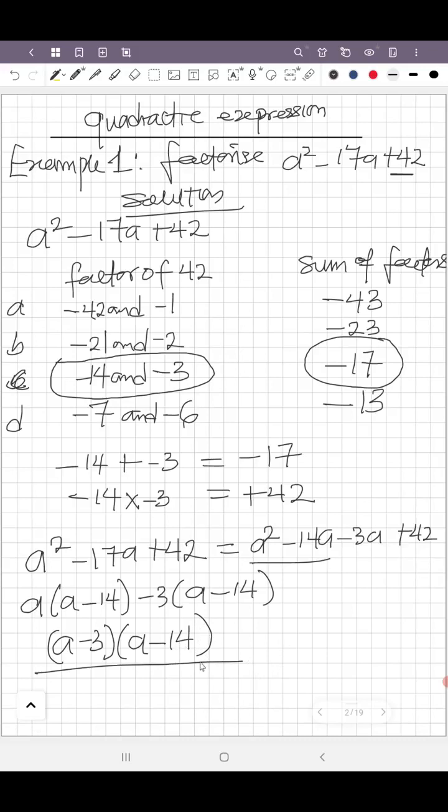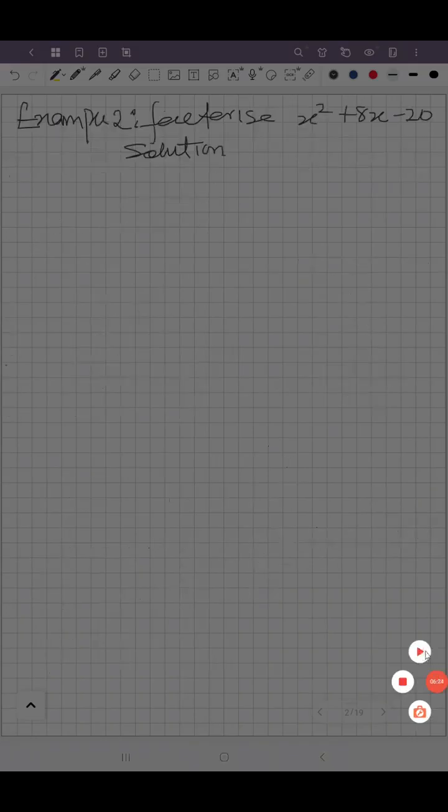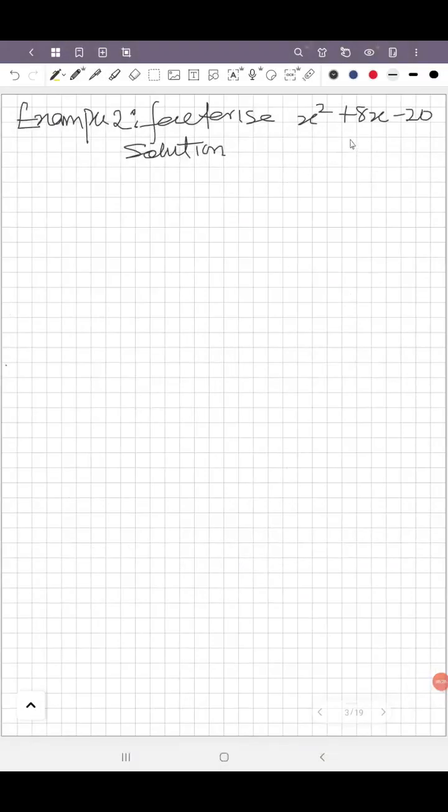So let's have another wonderful example that explains this quadratic expression for us. This is where the quadratic equation starts from, but you must understand this before you go to quadratic equation. So this is the second example. Now, our first step here is to factorize x squared plus 8x minus 20.